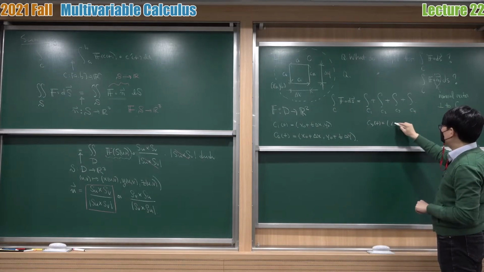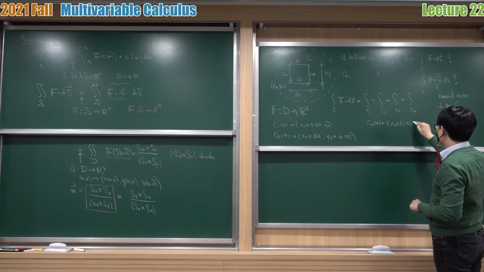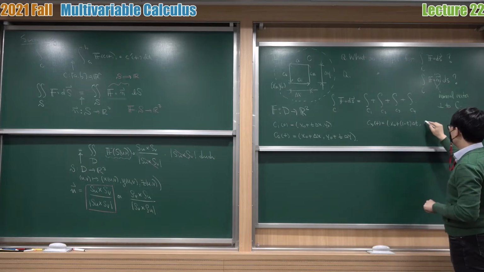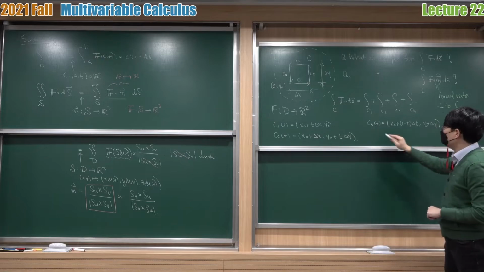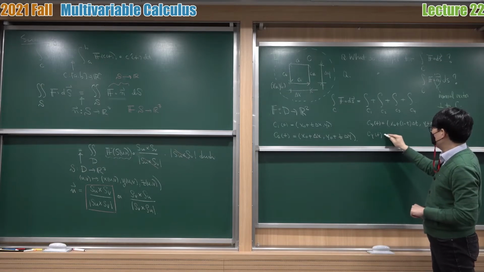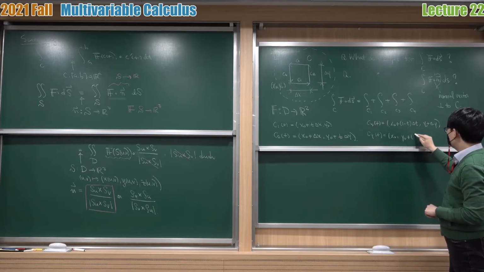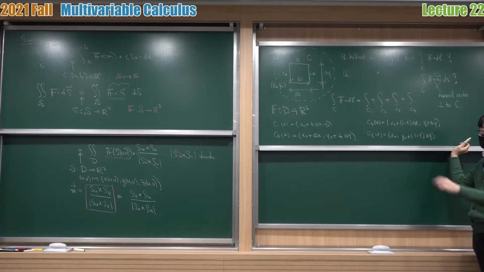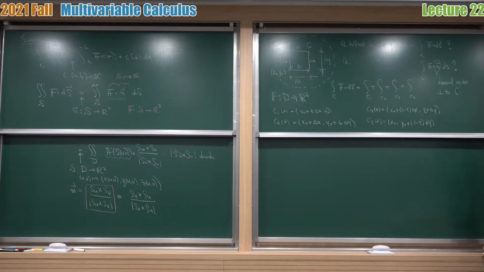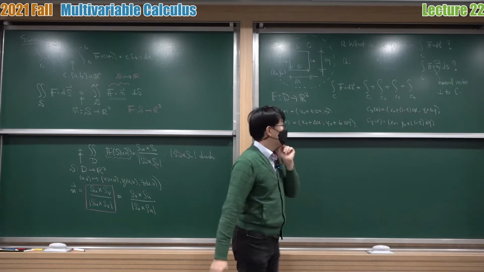C3 is x0, 1 minus t delta x, and y0 plus delta y. And C4 is x0, y0, 1 minus t, delta y. Okay, so these are the four parameterizations of the boundaries. And let's try to plug that into the line integration.